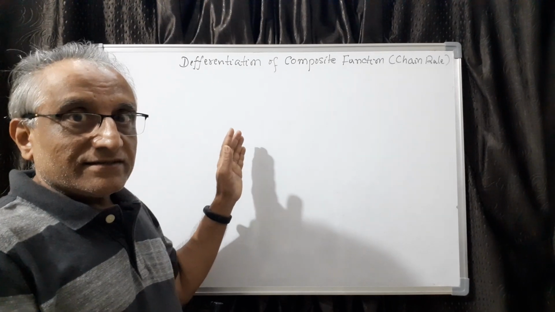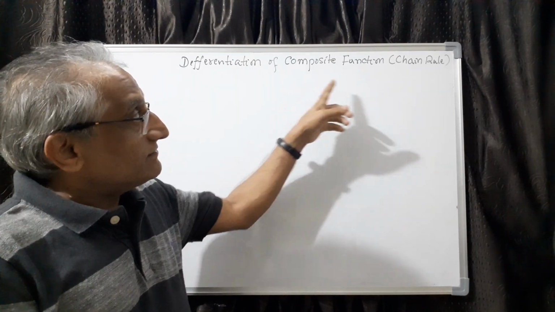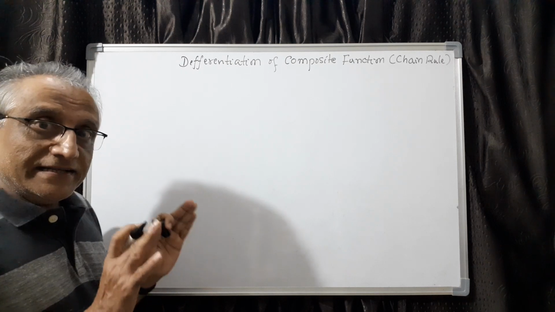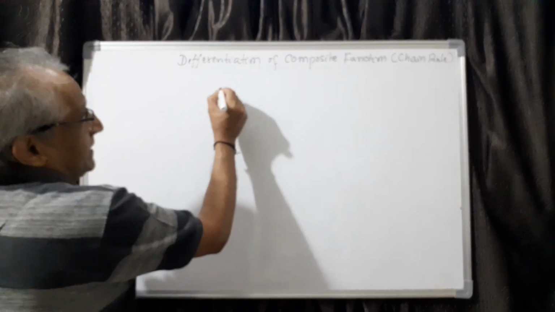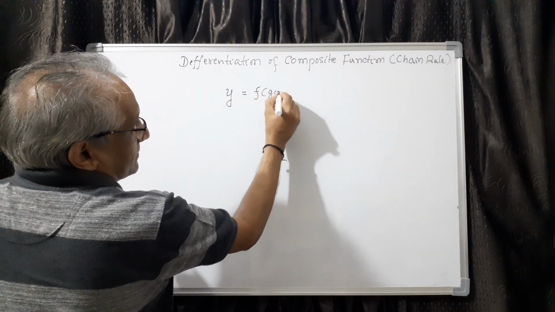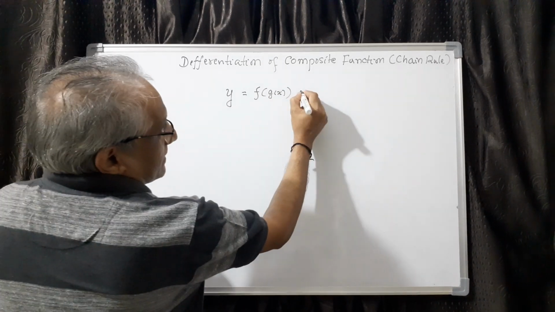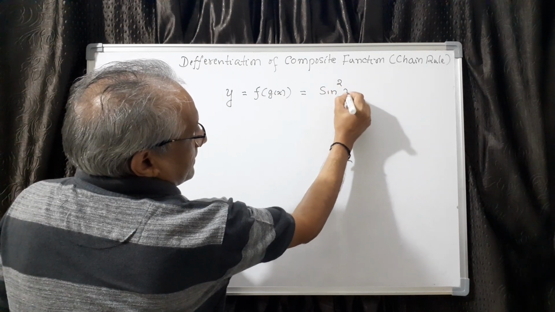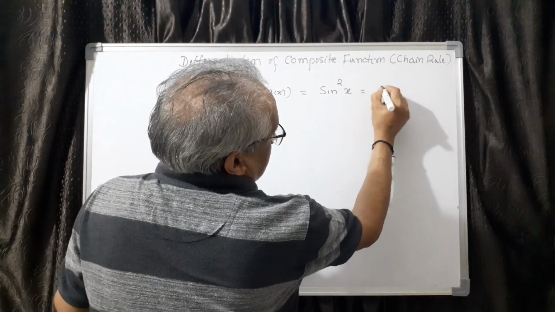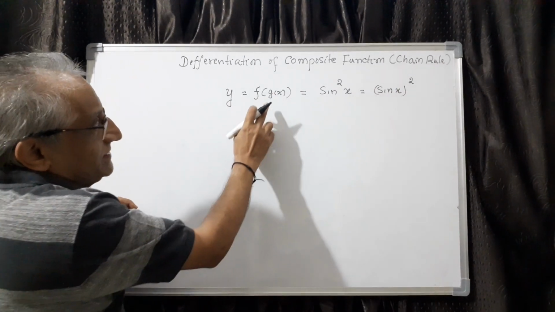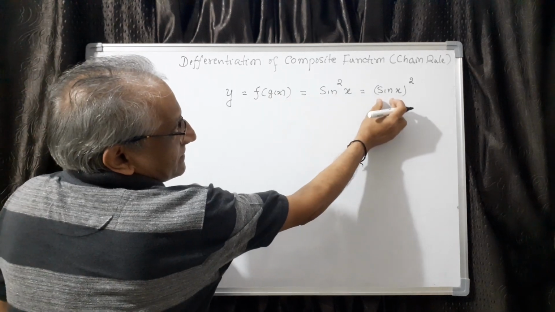Now here what we are doing is differentiation of composite function, which is also known as chain rule. Let me first give you an idea how chain rule should be done. Take an example, say y equal to f of g of x. So, it is a function of two functions. Let us say this is sin square x. Now, this is a composite function because you can write sin x, then its square. So first g of x is sin x, then it is sin square.